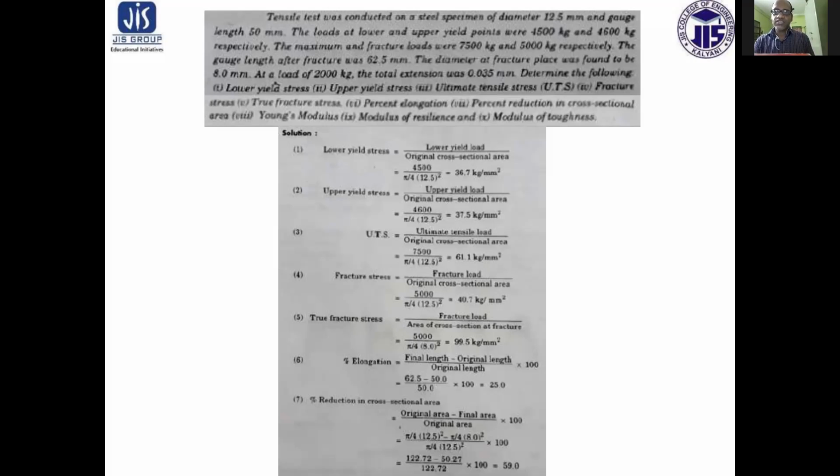Next, number 6, the percentage of elongation. Percentage of elongation is given by final length minus original length, divided by original length, into 100. The final length after the fracture is found to be 62.5 millimeter and the original length was 50.0 millimeter. So after calculation we find that the percentage of elongation is 25%.